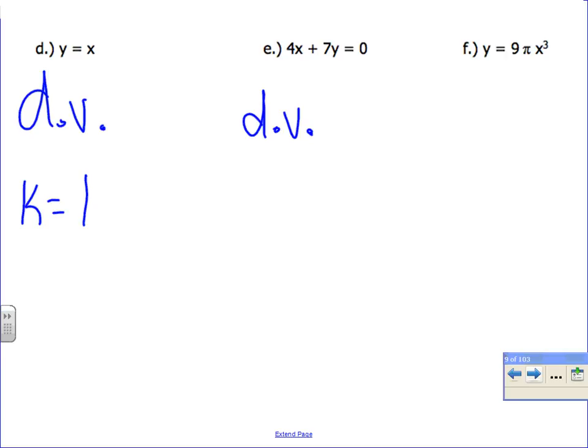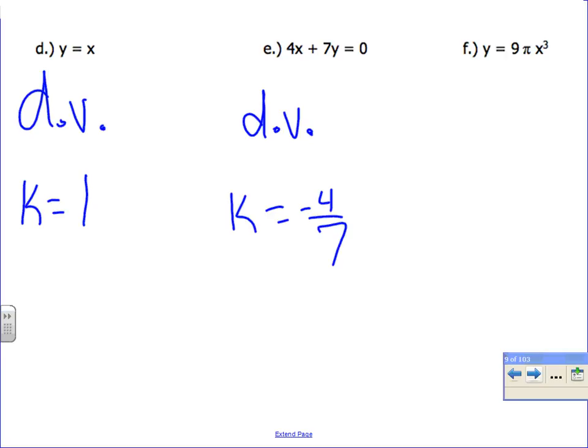Take a minute, put that into y equals form if you haven't already. And once you get the direct variation constant, put your hand up. Eric? Good. K equals -4/7.